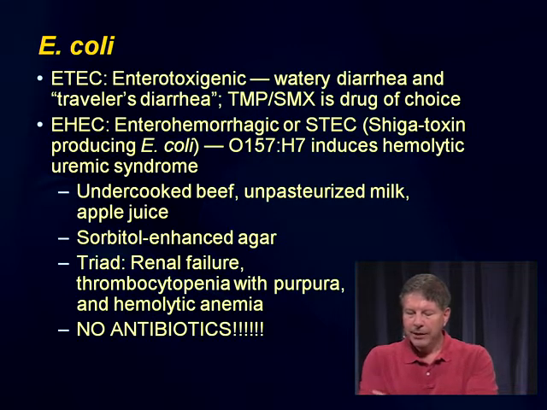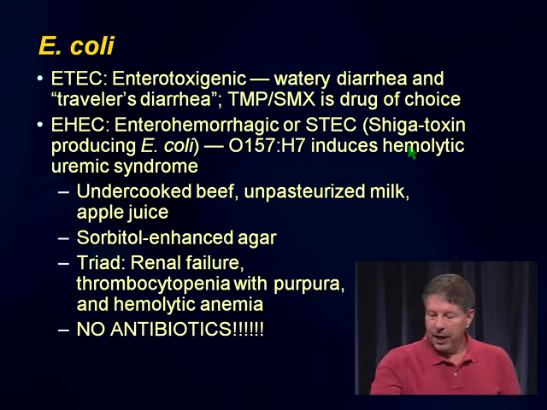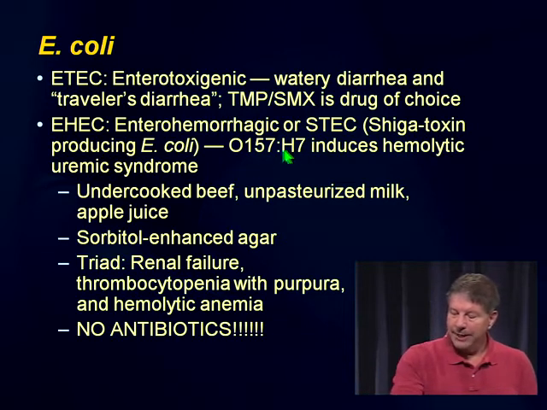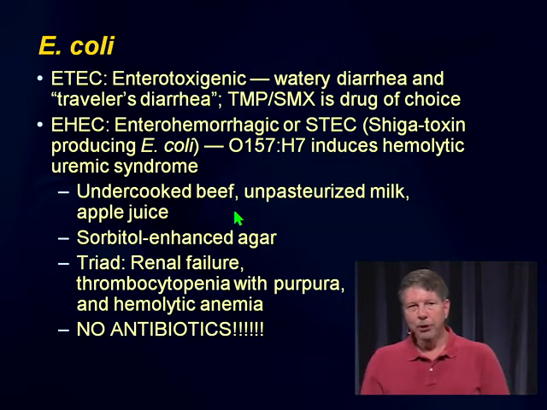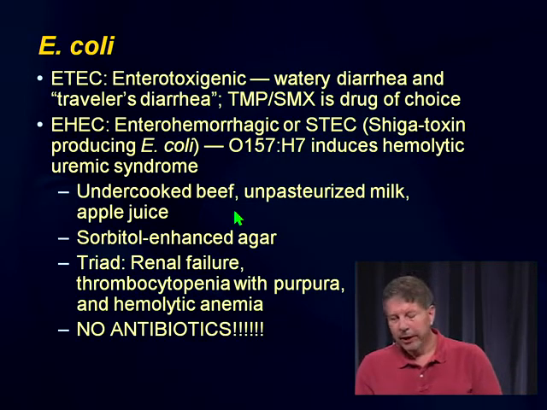The enterohemorrhagic or Shiga toxin-producing E. coli, the O157:H7, this is what causes hemolytic uremic syndrome. Be careful about it. Undercooked beef, apple juice has been a big one that's done it. They've had water park outbreaks in the States. The key thing here is you don't want to give antibiotics, because it increases the risk they'll have hemolytic uremic syndrome.